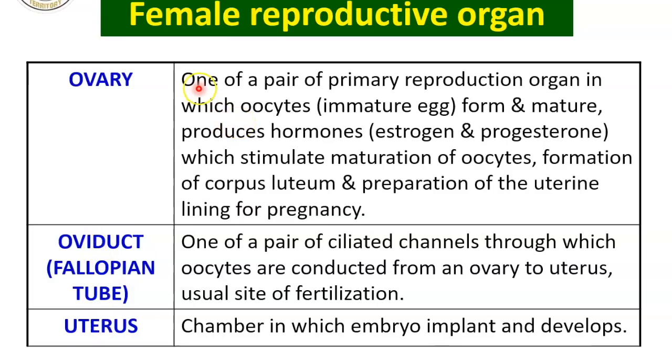This is the summary of female reproductive organ. Ovary is the organ that produces egg and hormones. Oviduct is the channel that connects the ovary to uterus and the site of fertilization. Uterus is the chamber in which embryo implant and develops.